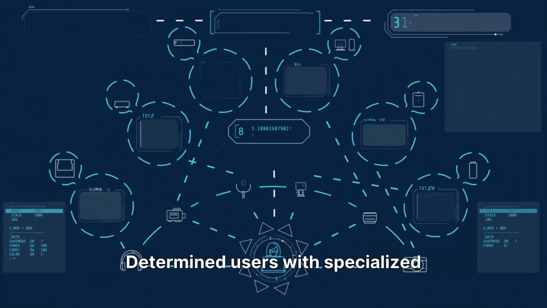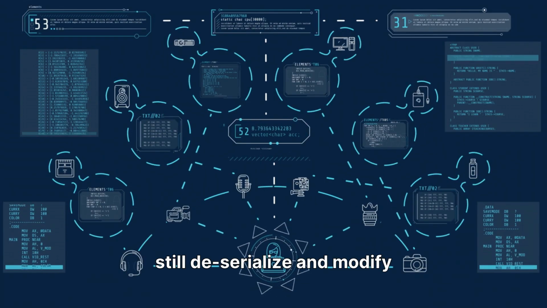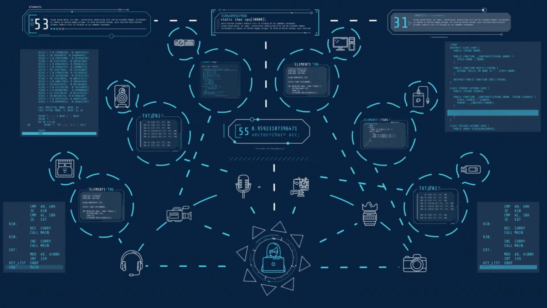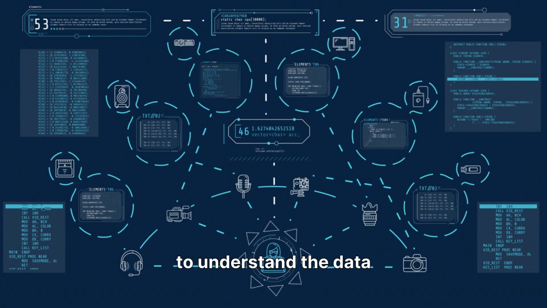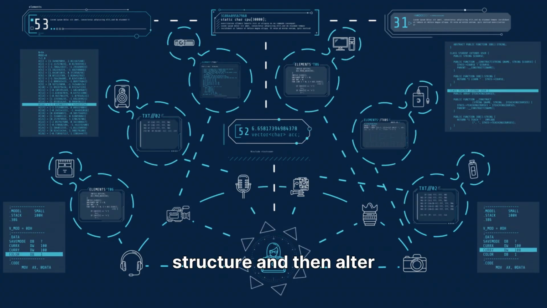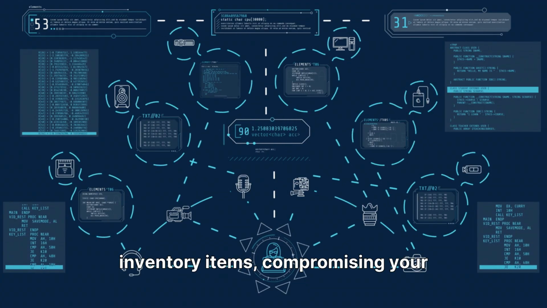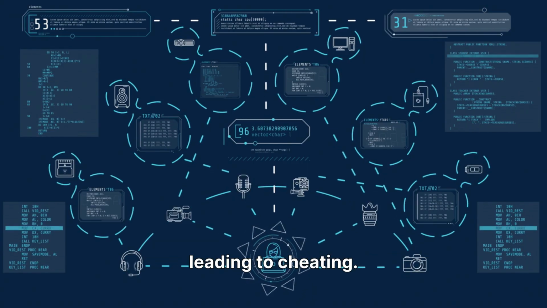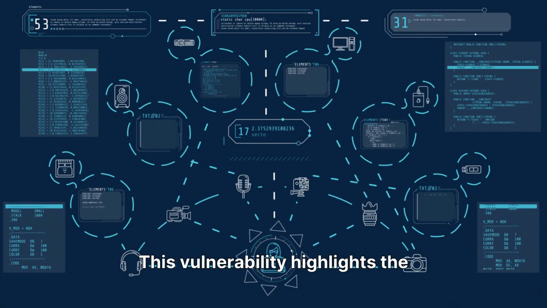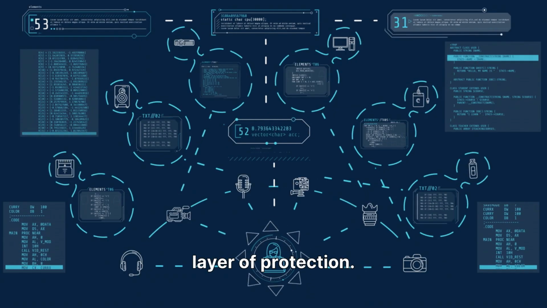Determined users with specialized tools and knowledge can still deserialize and modify the data. They can use binary editors or reverse engineering techniques to understand the data structure and then alter values like scores or inventory items, compromising your game's integrity and potentially leading to cheating. This vulnerability highlights the need for an additional layer of protection.